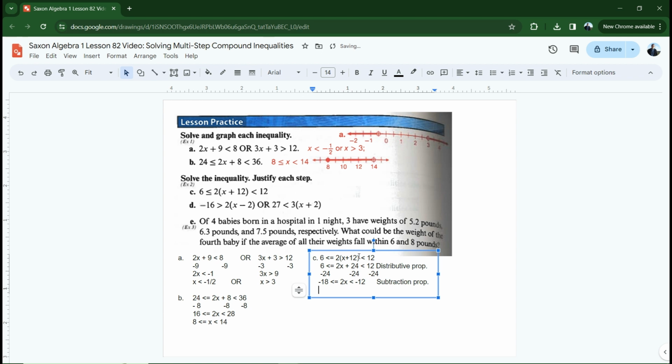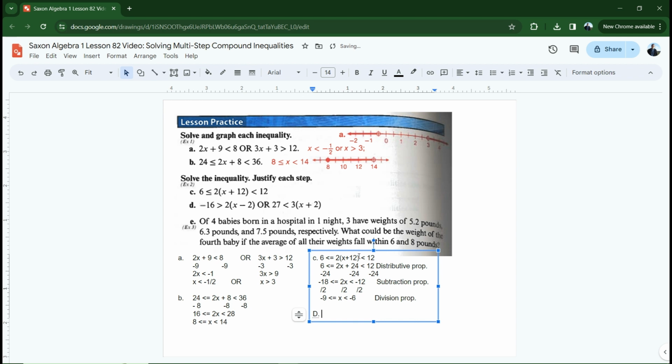And then lastly, I'm going to divide everything by 2. We're going to divide here by 2, we're going to divide our middle by 2, and we're going to divide the right side by 2. When I divide by 2, this becomes negative 9 is less than or equal to x. Notice the sign did not change directions. It's less than negative 6. And this is the division property of equality. Okay, that's what it means by show each step or justify each step.